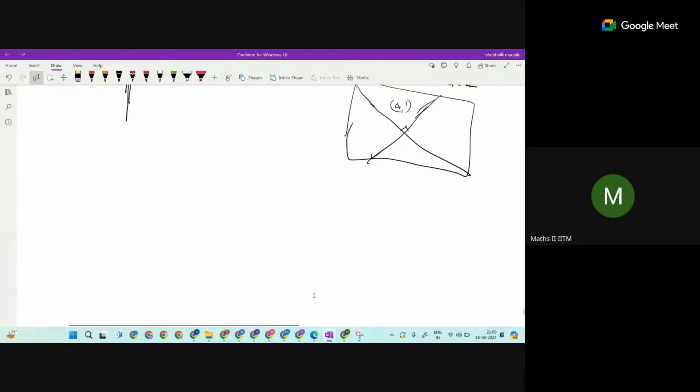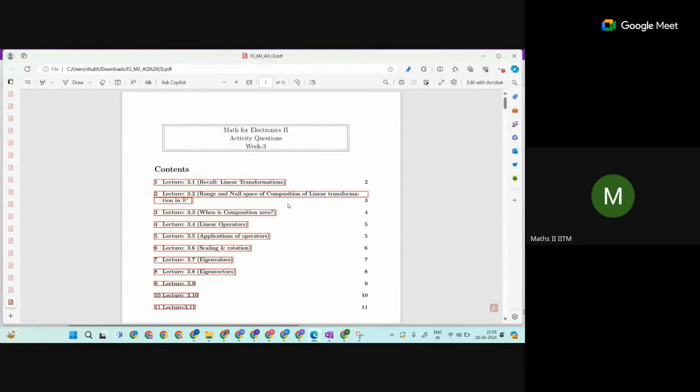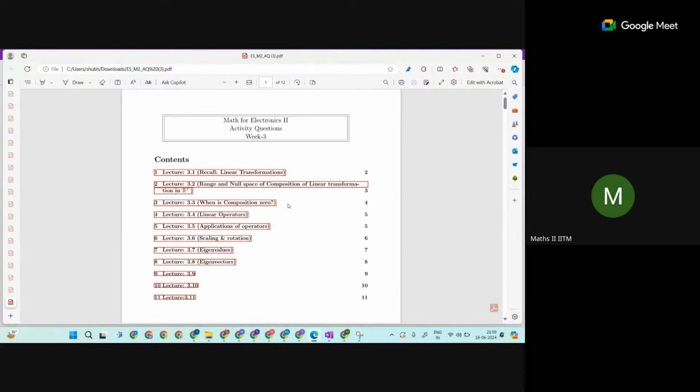In week 3 we have linear transformation, null space, and composition will be discussed, and then the linear operator we have. I said at the start that if a linear transformation is on the same space, then we call it a linear operator. Linear transformation and linear operator are the same word.